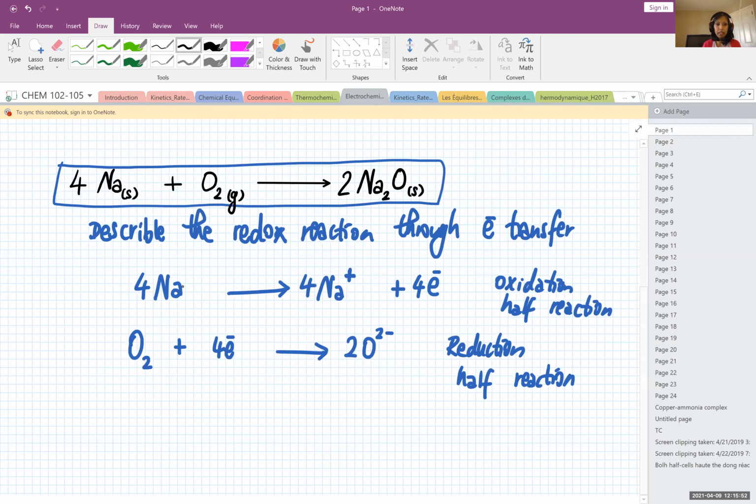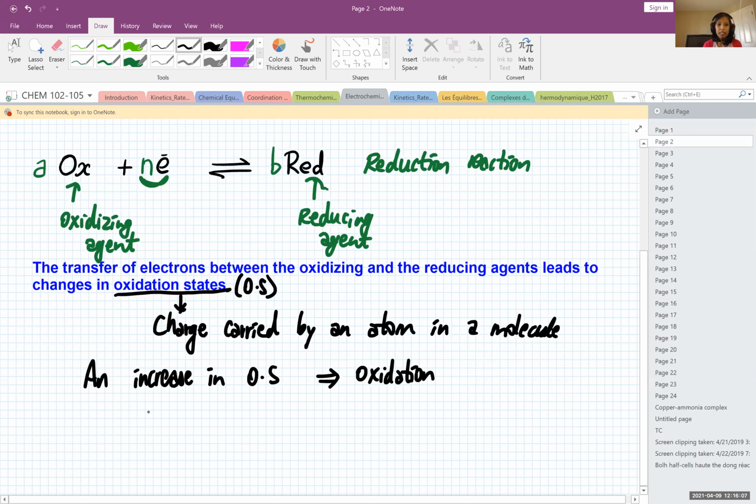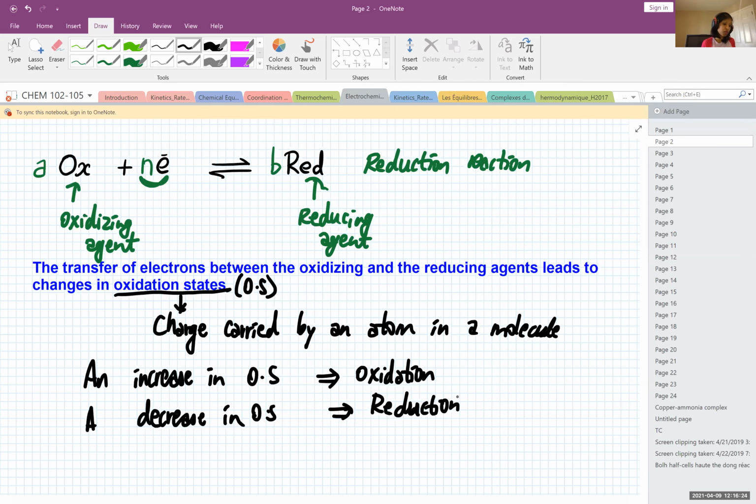Going back to this slide, we see sodium was in an oxidation state of 0. It had no charge. Now it has a charge of +1. So that's an increase in its oxidation state, so we can say it has been oxidized. So an increase in oxidation state is oxidation. A decrease is, of course, reduction. Same thing going back to that reaction on page 1: oxygen was 0 initially, and then it ended up with a -2 charge in the oxide anion. So that's reduction. A decrease in oxidation state is reduction.